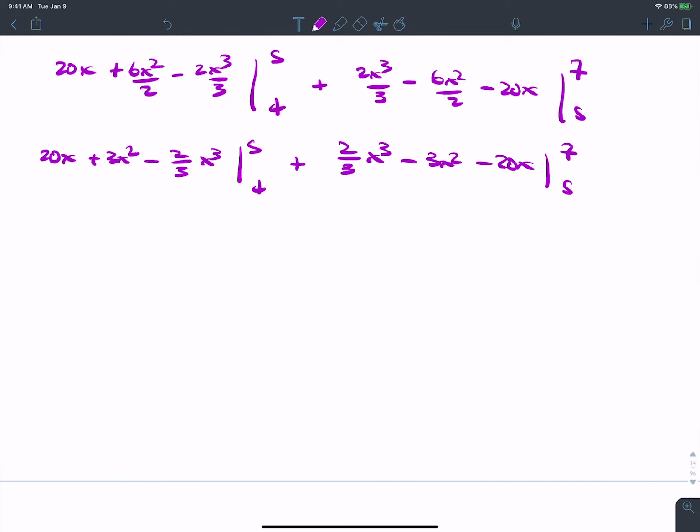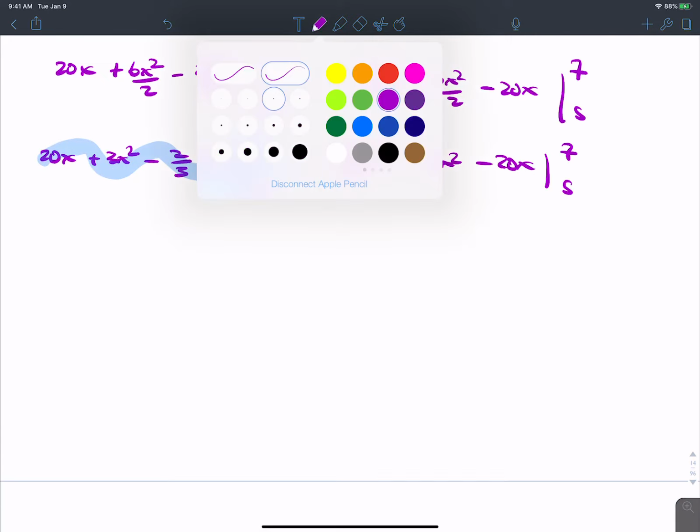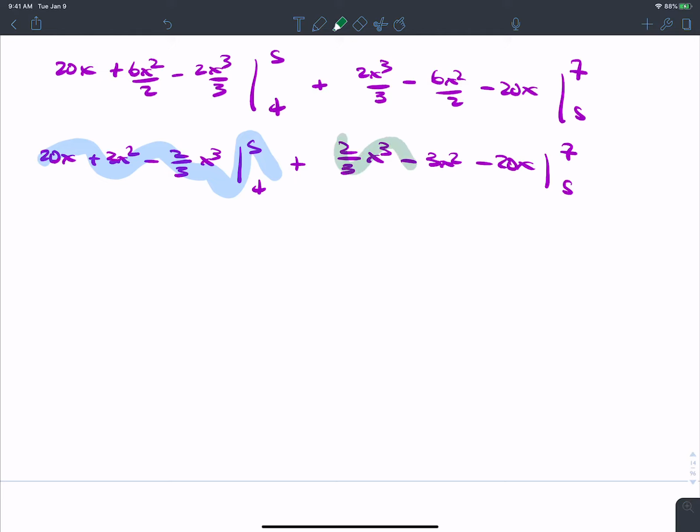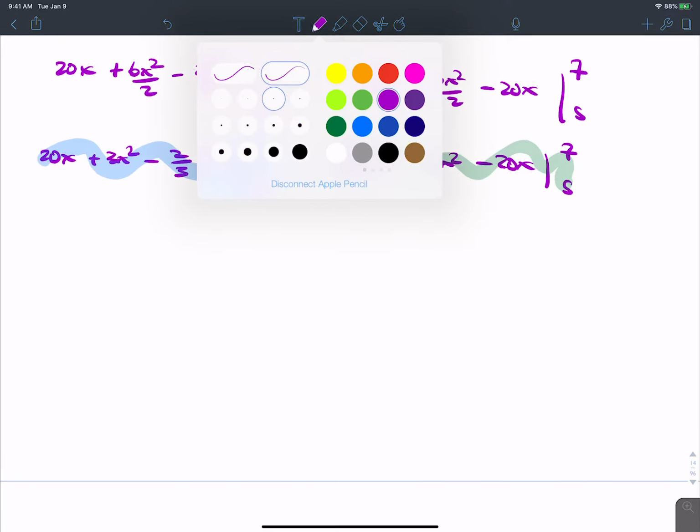We're going to have two of these to do, so let's do them separately. How's that? Maybe we'll do this one here in blue, and the other one maybe in green. If you guys can see everything here. All right.